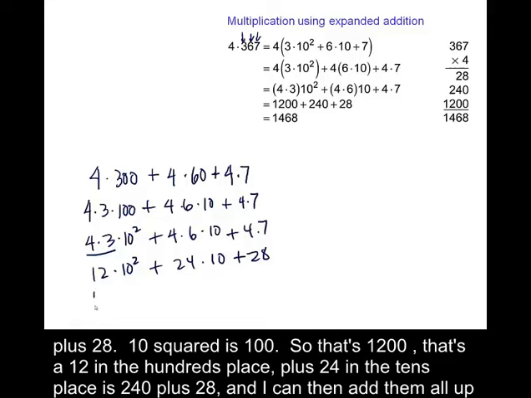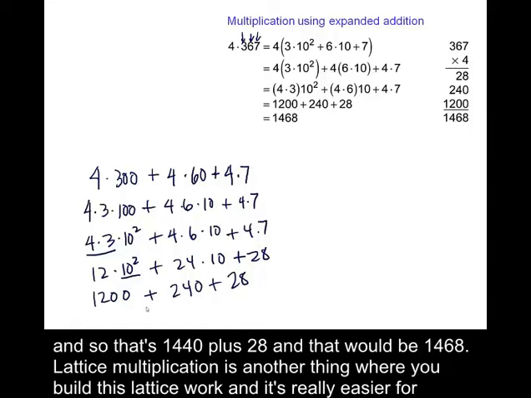10 squared is 100, so that's 1200. It's a 12 in the hundreds place, plus 24 in the tens place is 240, plus 28, and I can then add them all up, and so that's 1440 plus 28, and that would be 1468.